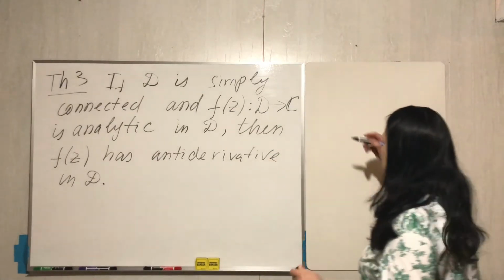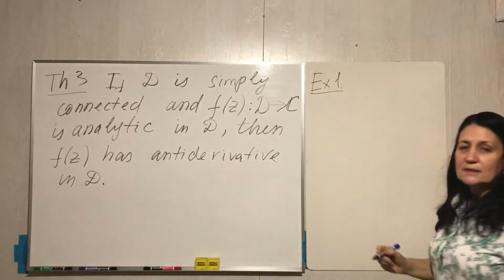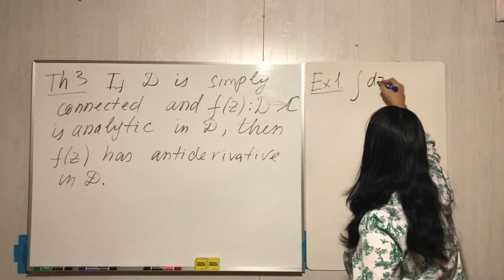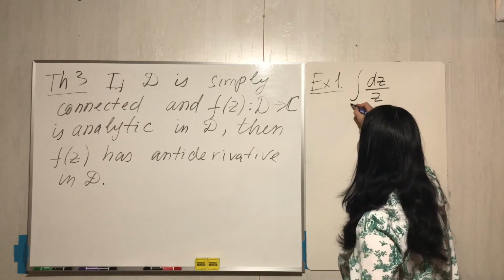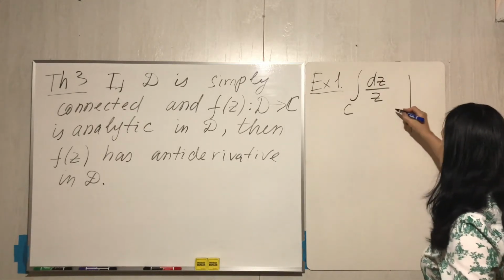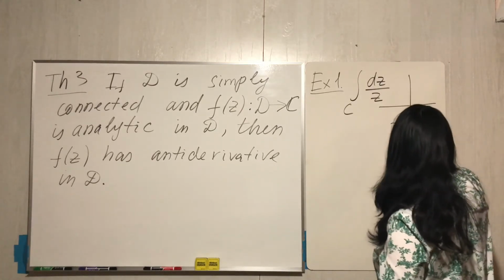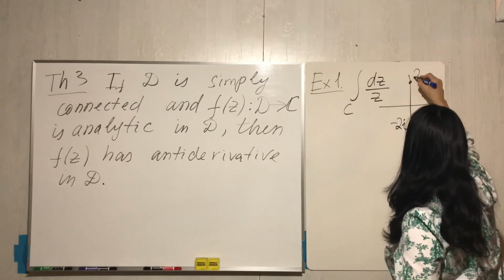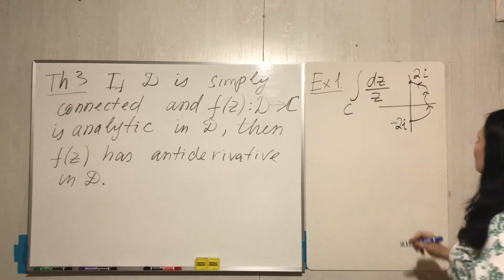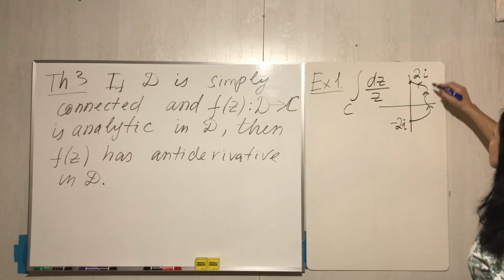Let's look at this example. Example 1. Let's just compute the integral of dz over z, and here will be a contour, some contour, and this contour would be this. It's a contour that joins the point negative 2i with the point 2i, and this is some continuous contour. And this is a good contour.